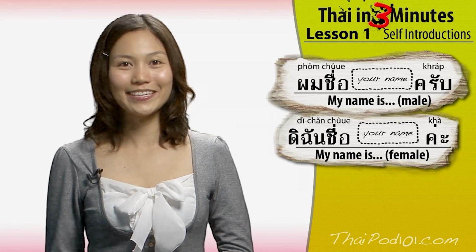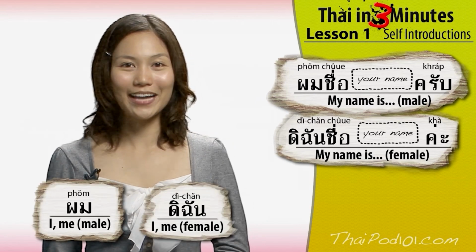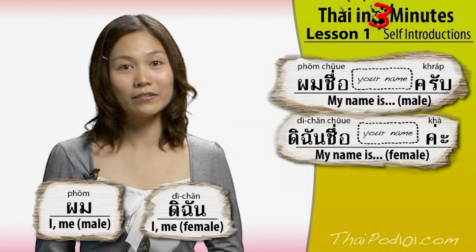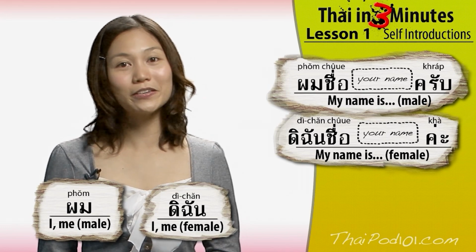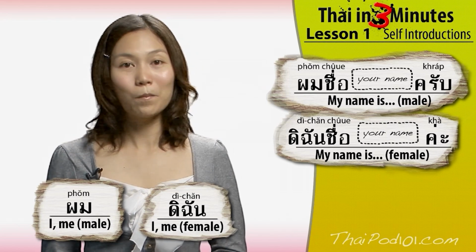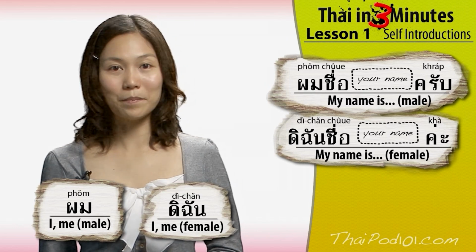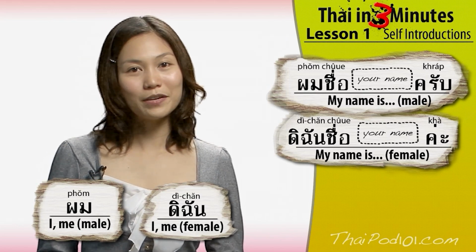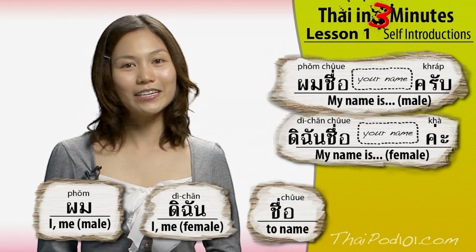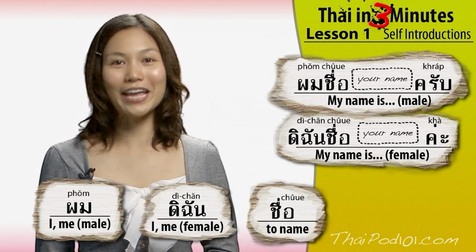Let's break down this sentence. ผม and ดิฉัน mean I. ผม can be used only by males, while ดิฉัน can be used only by females. If you are male, you should say ผม, your name, ครับ. If you are female, ดิฉัน, your name, ค่ะ. ชื่อ is a verb which means to name.